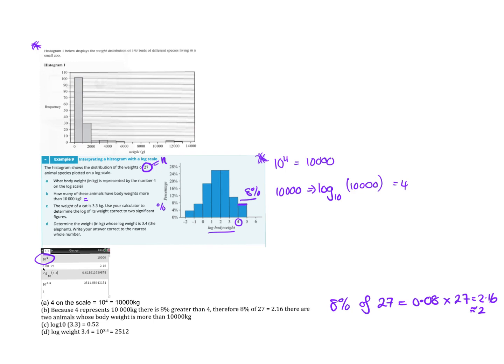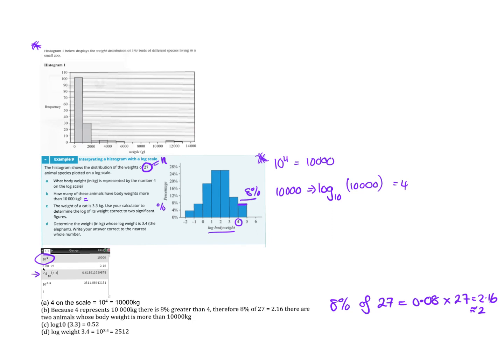Okay, and then C, the cat has a weight of 3.3. Use your calculator to convert it to a log scale. So we just do log 10, 3.3. It's here, how you do it. So it gets a log scale of 0.5. Now that makes sense because 10 to the power of 0 would be 1 and 10 to the power of 1 is 10. So the cat's somewhere in between 0 and 1, okay?